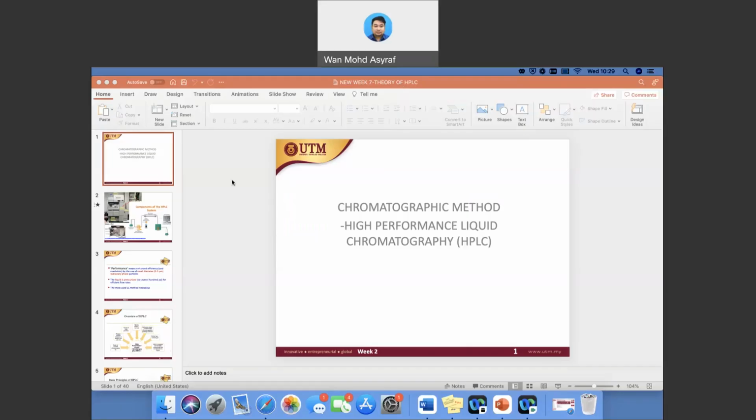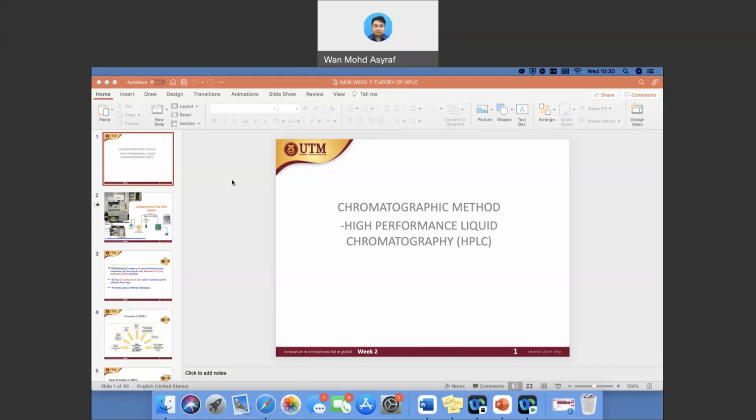Okay, hi everyone. So for today, we are going to look at another type of chromatographic method. Before this, we have learned about thin layer chromatography, and initially we looked into the principle of chromatography. Now we are going to look at the first instrument in terms of chromatographic methods. After you have learned about this topic, high performance liquid chromatography, you will also look into gas chromatography.